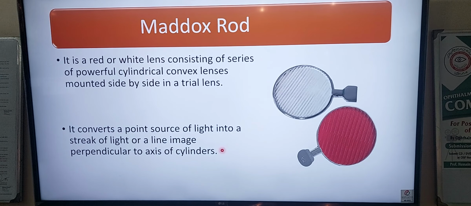Maddox rod is a red or white lens consisting of a series of powerful cylindrical convex lenses mounted side by side in a trial lens. It converts a point source of light into a streak of light or a line image which is perpendicular to the axis of the cylinders. I have brought these two here, which I will show you later on.